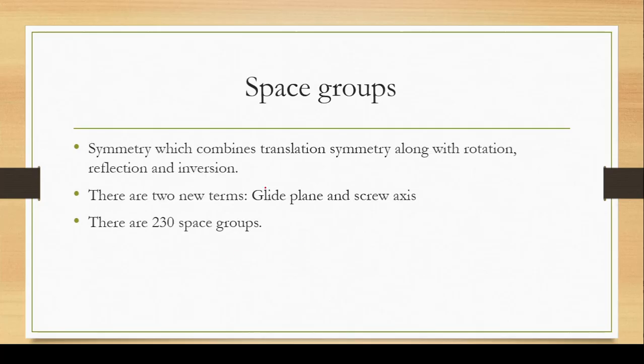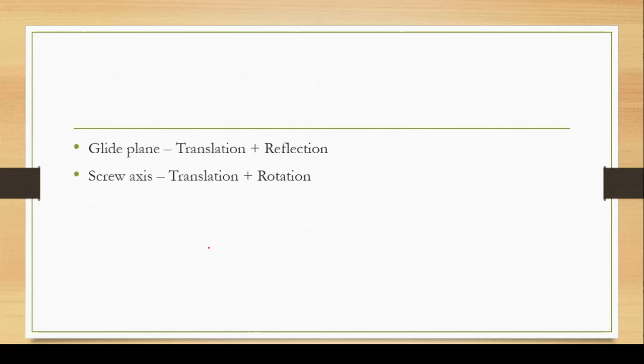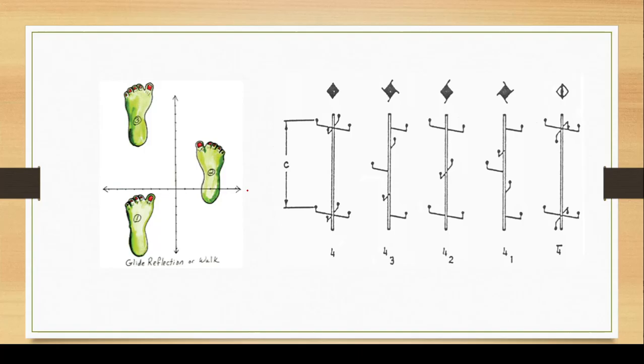The next part is about space groups. In the case of space groups, we combine the translation symmetry along with the other ones, with our Bravais lattices, and we have 2 terms now. We have our glide plane and we have our screw axis. I'll quickly go over what these 2 are before I come back here. The glide plane is basically translation plus reflection, and the screw axis is translation plus rotation.